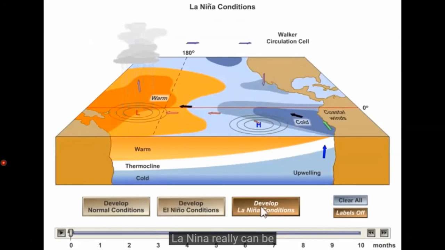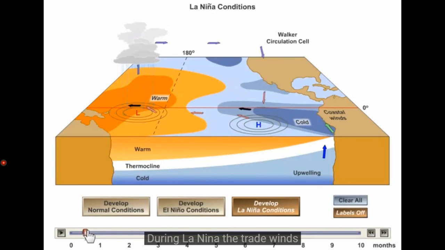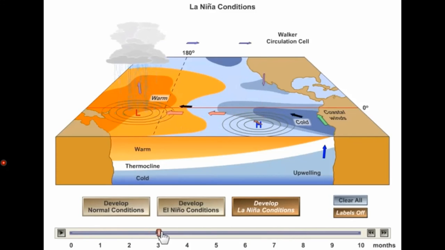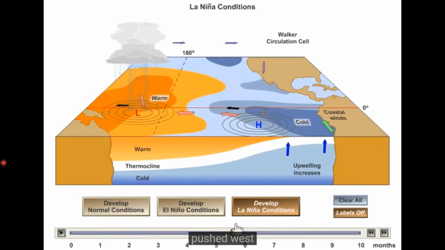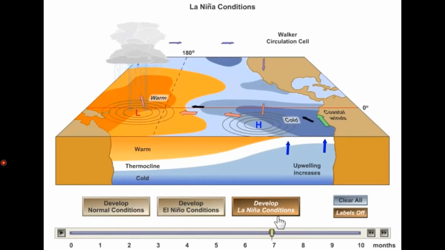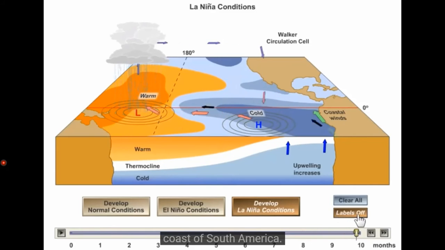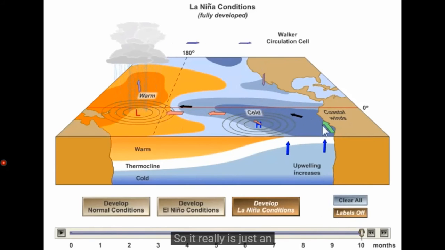La Nina really can be considered a sort of intensification of the normal conditions. Remember, this is the normal situation where the trade winds are blowing all the water west and it's piling up over here. During a La Nina, the trade winds blow even more intensely, and even more cold water goes west, and even more intense upwelling happens along the coast of South America. See, those arrows got bigger? So it really is just an intensification of the normal situation.